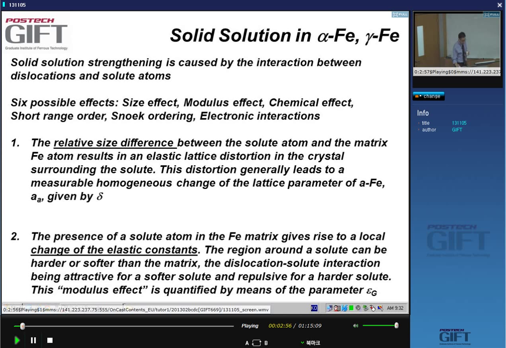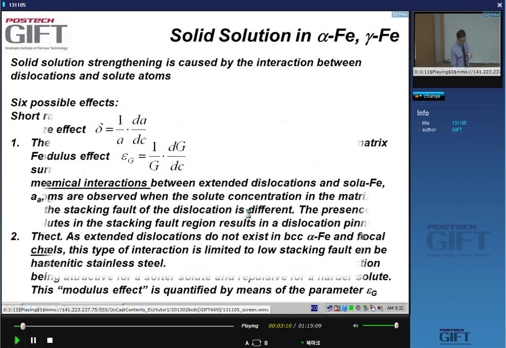And then there are a number of other less... doesn't want to move. Oh, there we go.